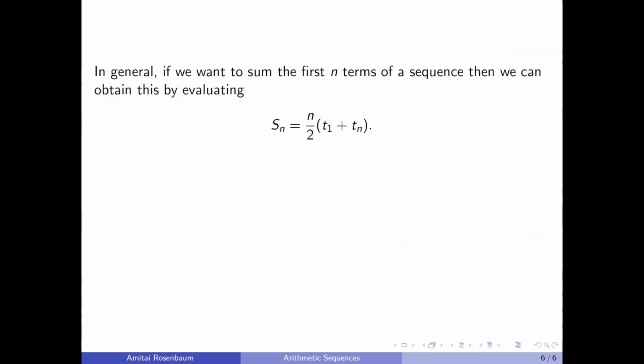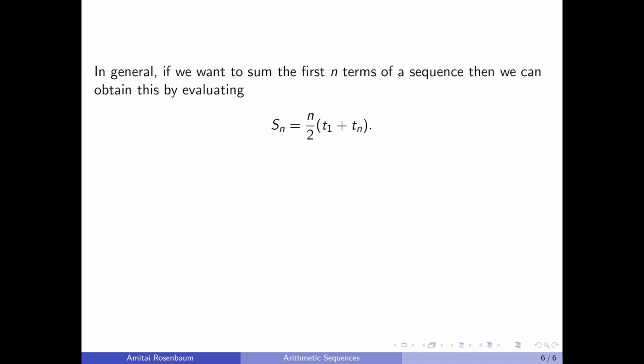Let's express this in general terms. If we call the sum of the first n terms Sn, we know that we've got that number that the pairs add to. So 101 is what we had before. That's T1 plus Tn, first and last term. We're going to multiply that by half the amount of terms, so n divided by 2.